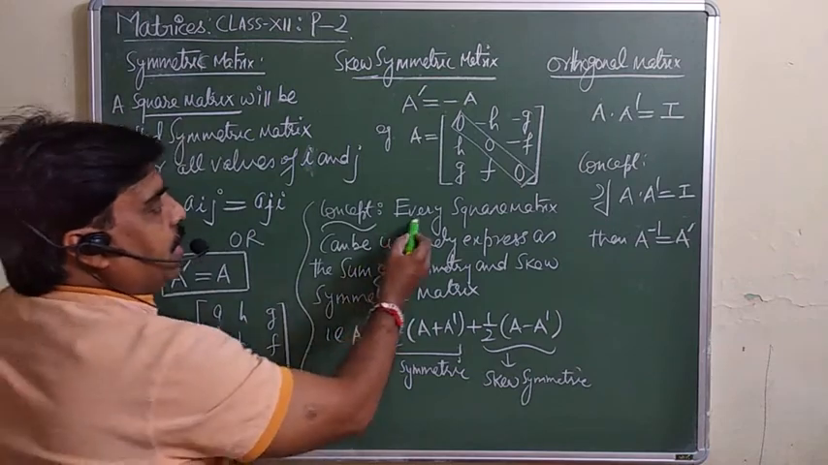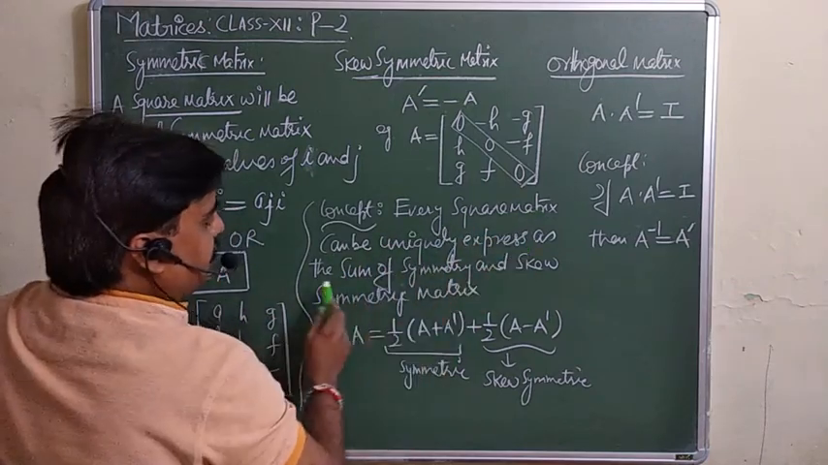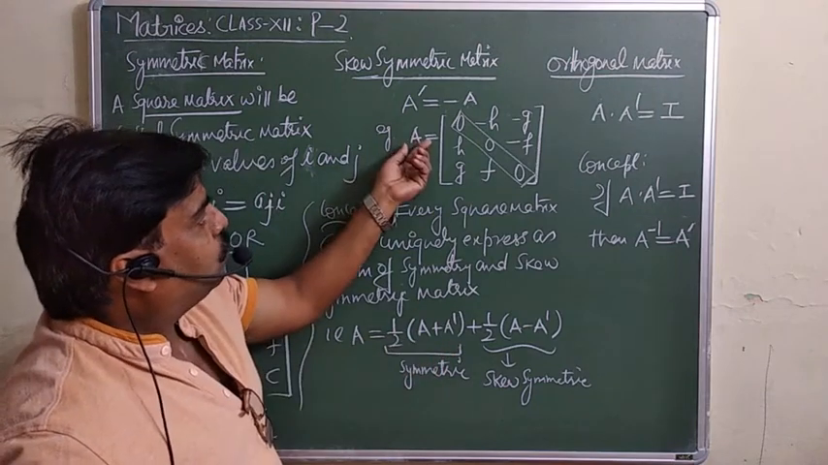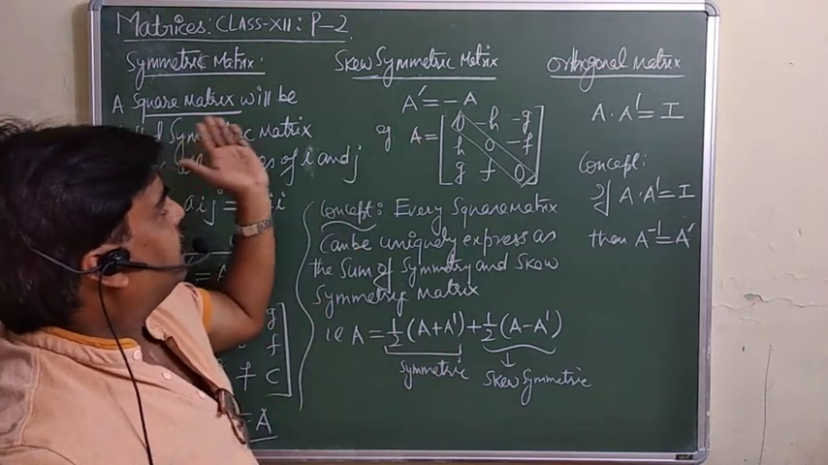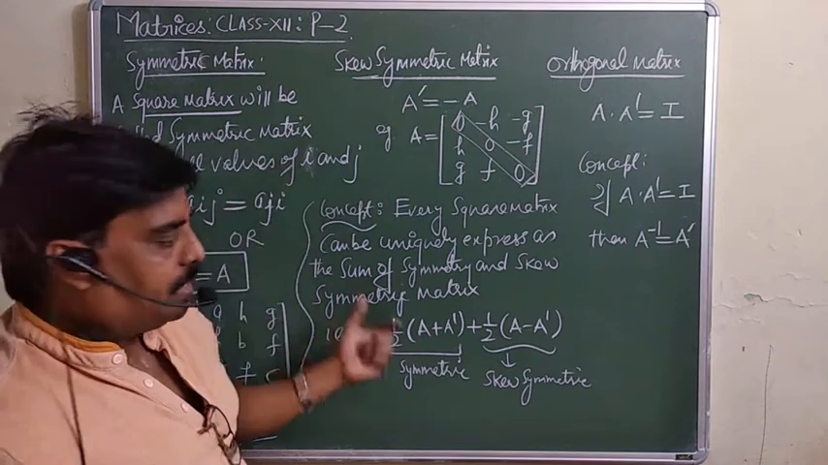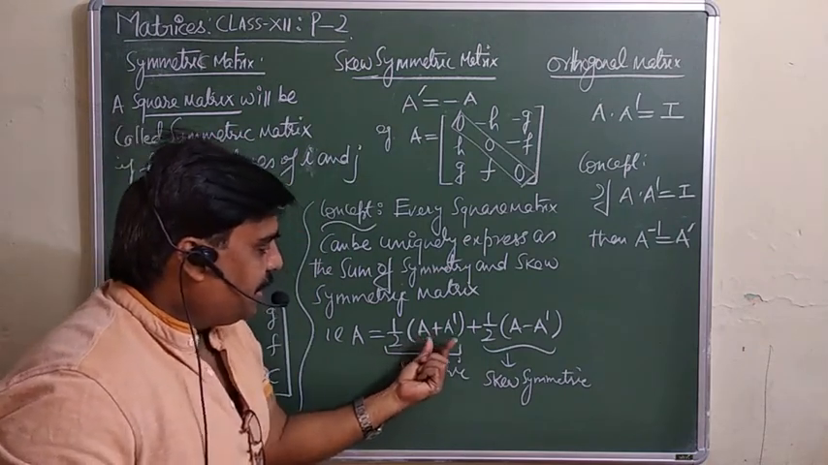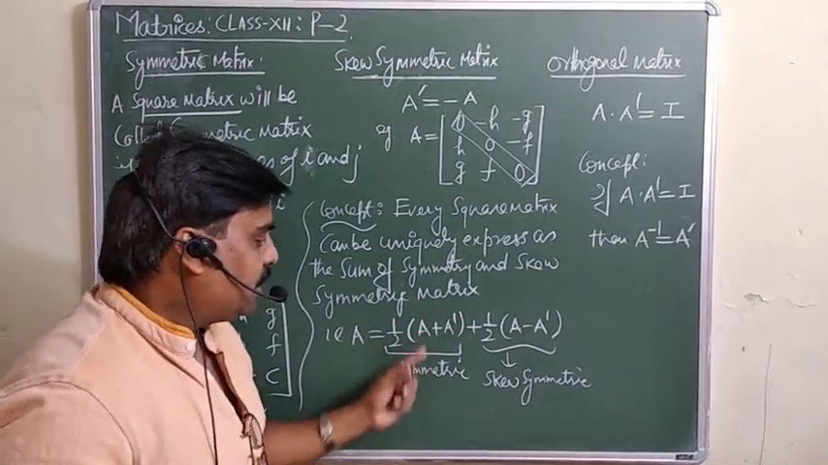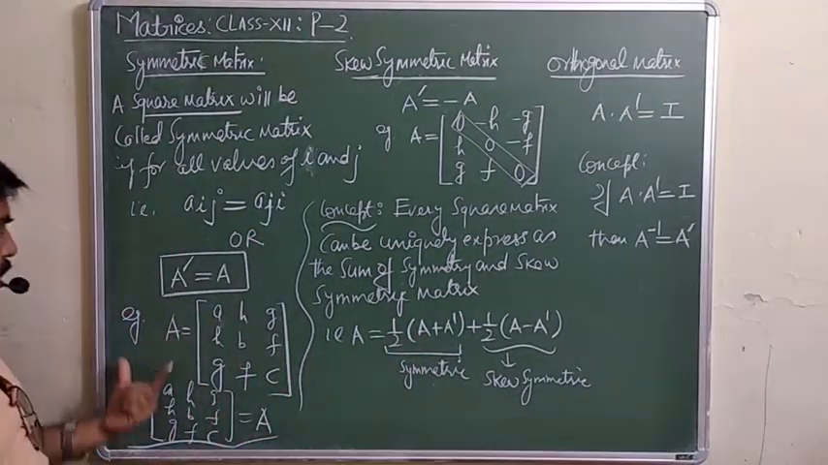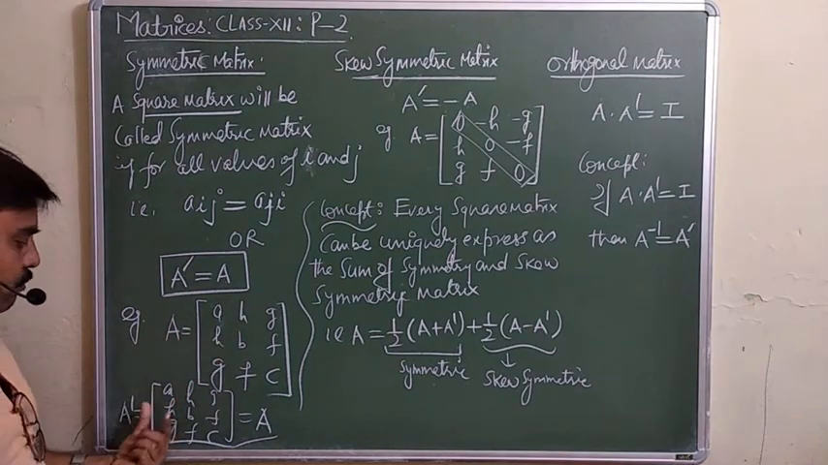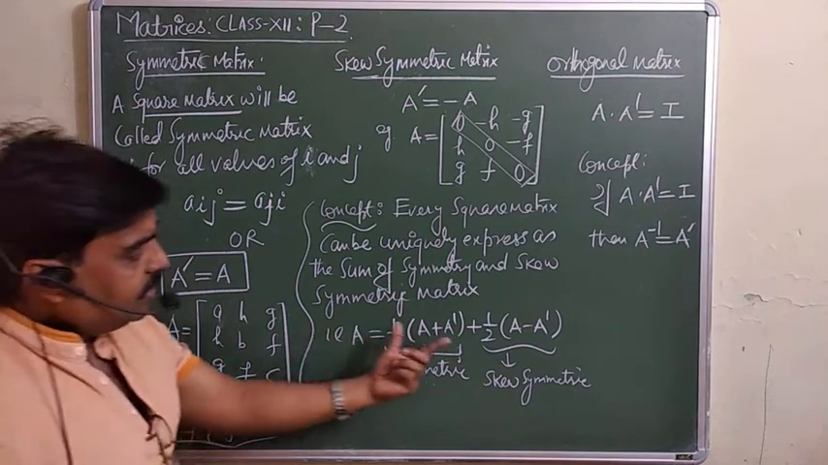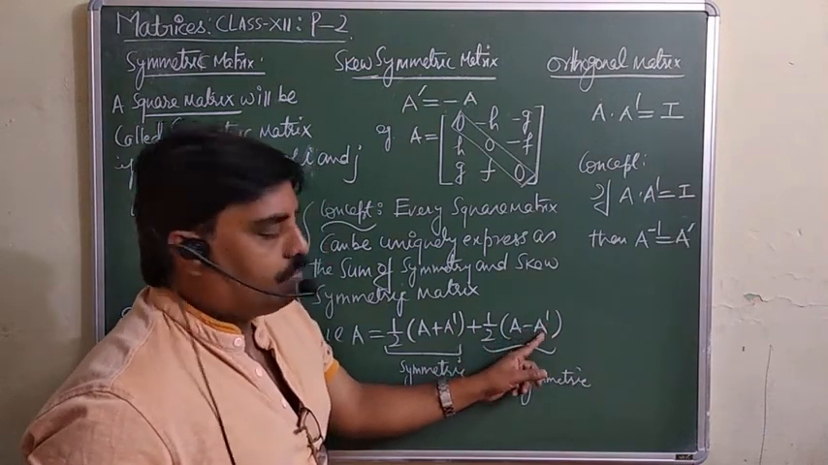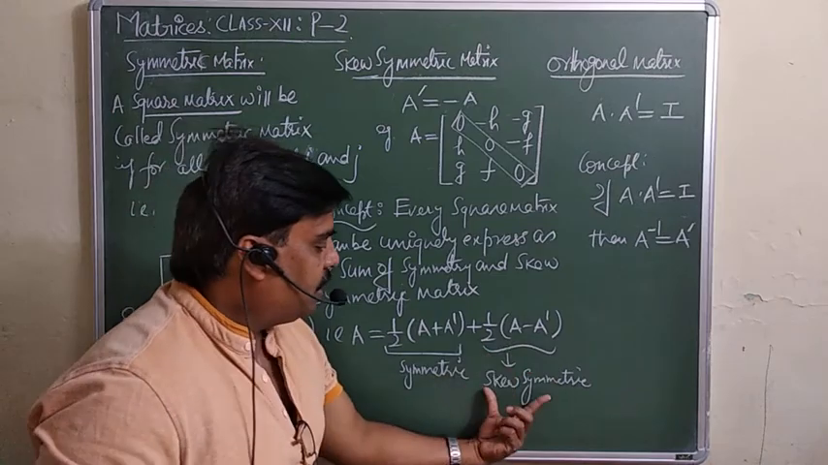Every square matrix can be uniquely expressed as the sum of a symmetric and a skew symmetric matrix. Suppose any matrix is given and you want to write the symmetric matrix: just take the matrix and its transpose, add them, and divide by 2. Whatever you get is the symmetric matrix, meaning if you change the rows and columns, you get the matrix itself. And to get the skew symmetric matrix, take A minus the transpose of A itself, divided by 2.